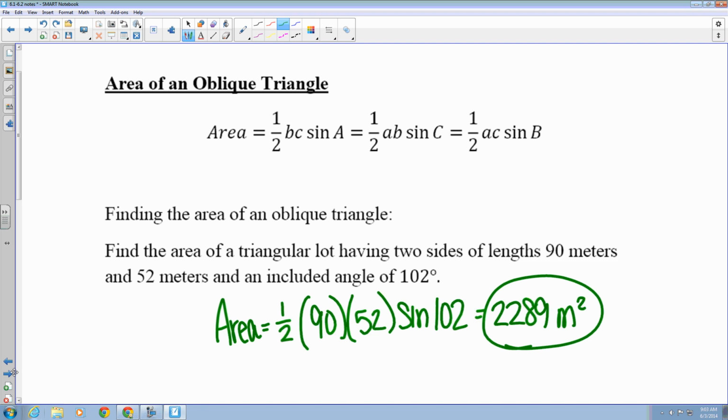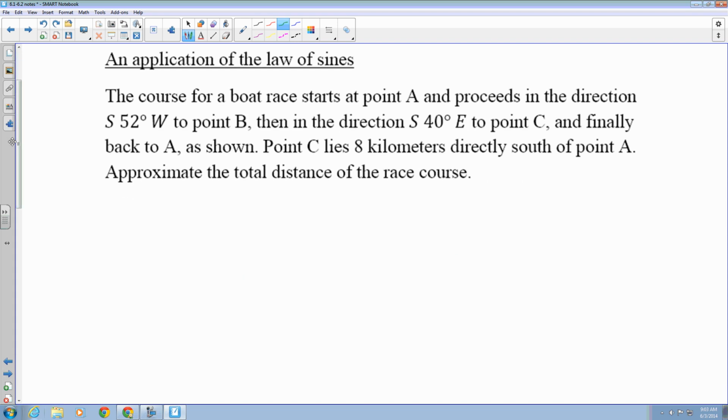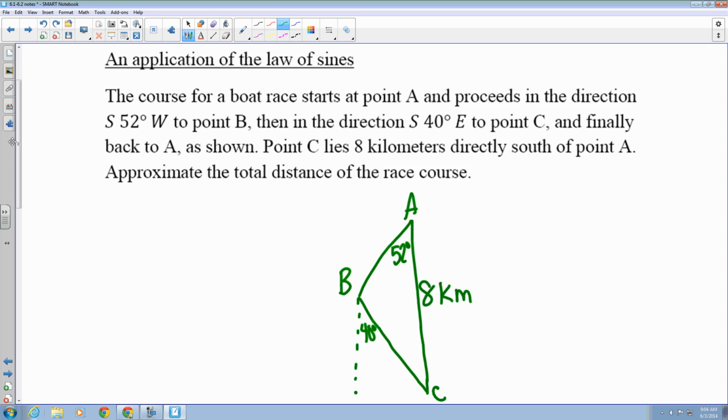We have one more problem on the next page. We have a course for a boat race starting at point A. It starts in the direction south 52 west, which would be over here, 52 degrees off of south, to point B, and then in the direction south 40 degrees east, remembering all of our bearings, 40 degrees off of south towards east, to point C and back to A. Point C lies 8 kilometers directly south of A. Approximate the total distance of the course.